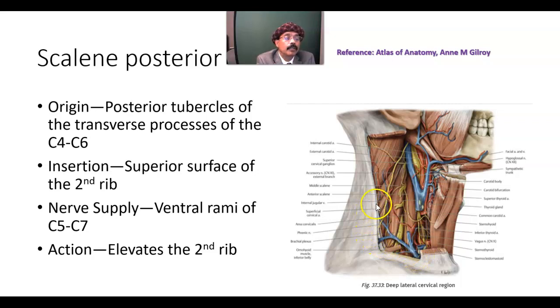Here is the scalene posterior, which is behind this. The scalene posterior takes origin from the posterior tubercle of the transverse processes of C4, C5, C6, with insertion to the superior surface of the second rib. Nerve supply: ventral rami of C5 to C7. Action: elevates the second rib and also helps in lateral flexion of the head.